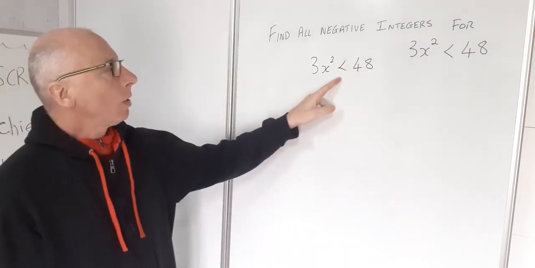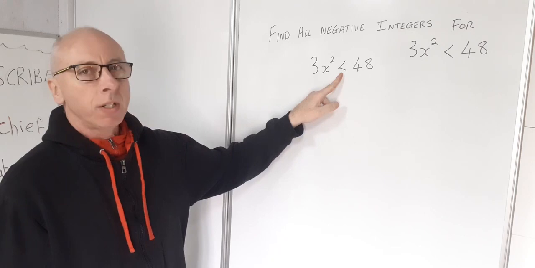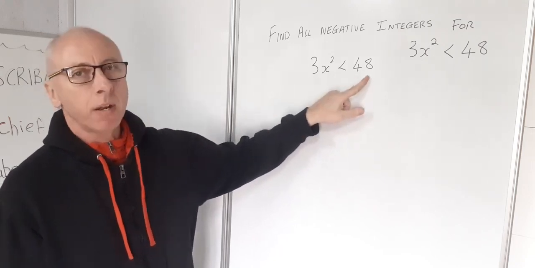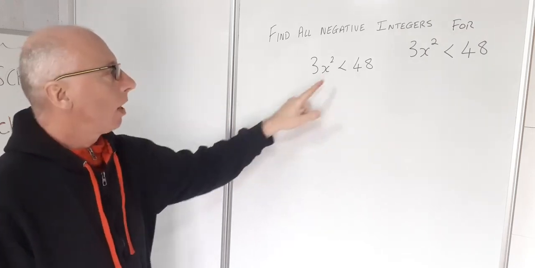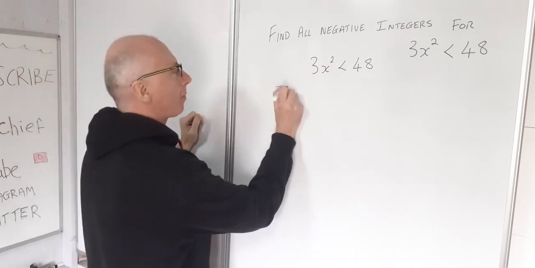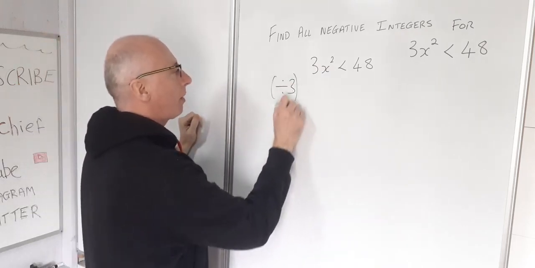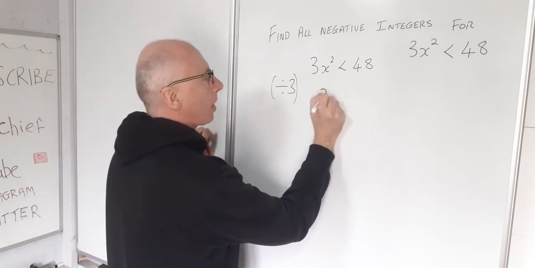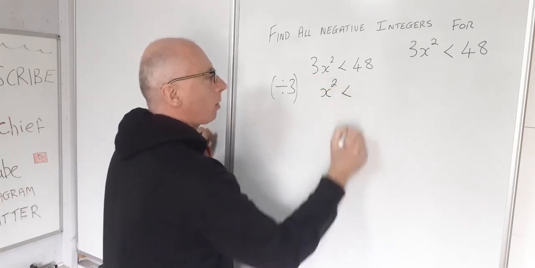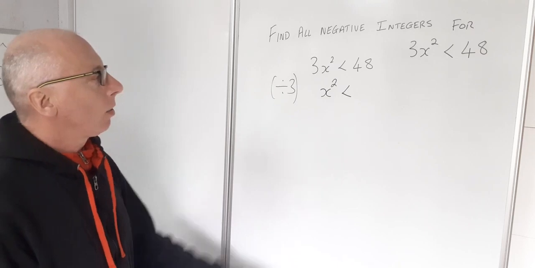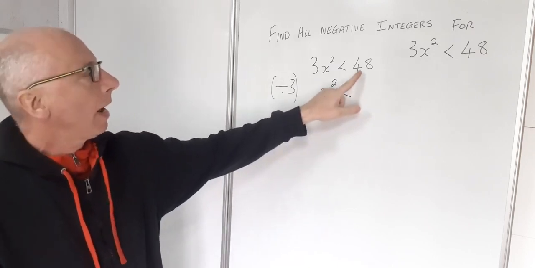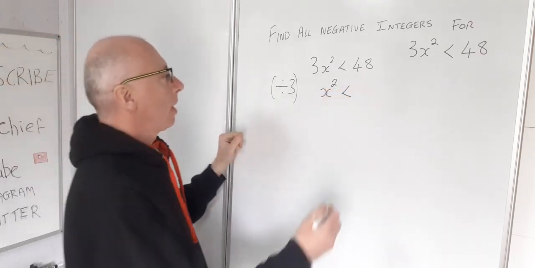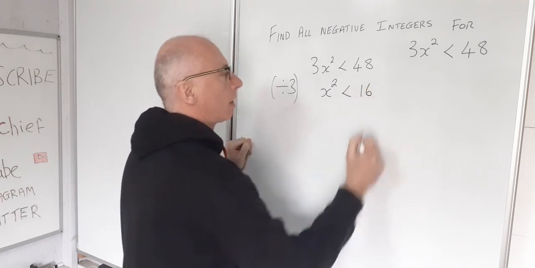Well, without affecting this inequality sign, we can divide both sides by 3. That's not going to affect our inequality. So let's do that. So divide everything by 3. So now divide this by 3, we're left with x squared. The inequality stays with this less than. And 48 divided by 3, that just becomes 16.